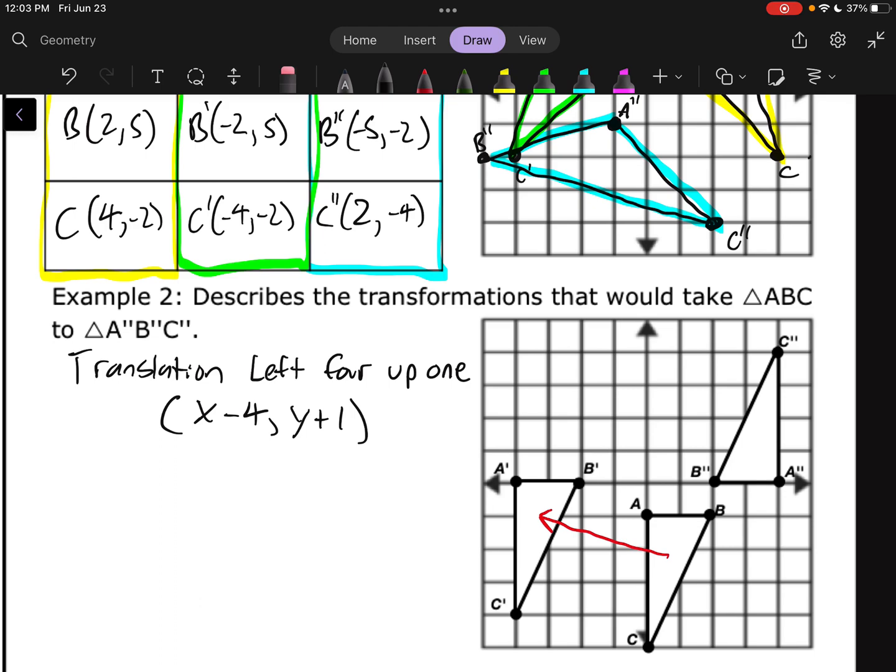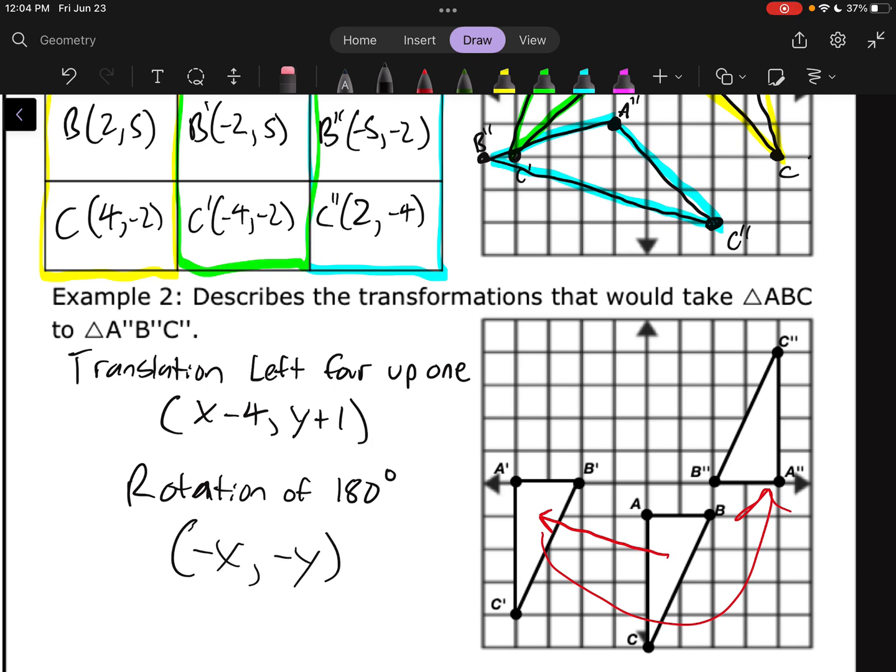And then to go from that one to the final one there, we spun that thing. We rotated it halfway around. So that's a rotation of 180 degrees. And the rule for that was negative x, negative y. So if they wanted words, we gave words. If they wanted the rule, we gave the rule.